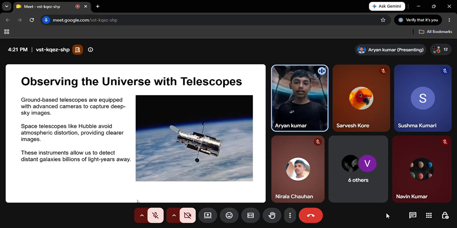Observing the universe with telescopes. Ground based telescopes are equipped with advanced cameras to capture deep sky images. Space telescopes like Hubble avoid atmospheric distortions, providing clearer images. These instruments allow us to detect distant galaxies billions of light years away. So, that is how we detect galaxies.